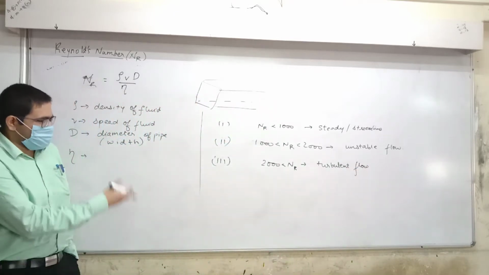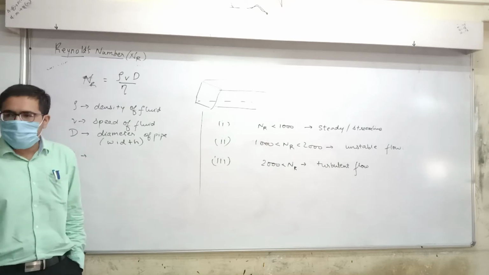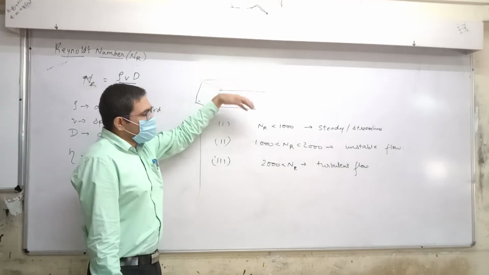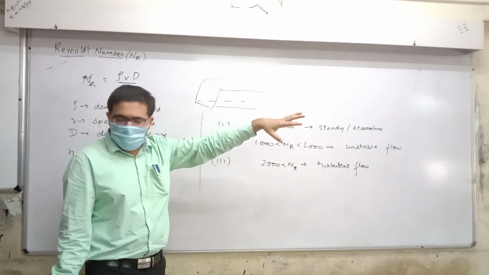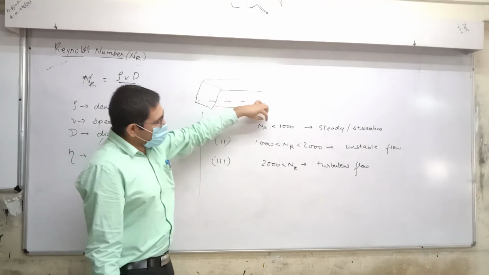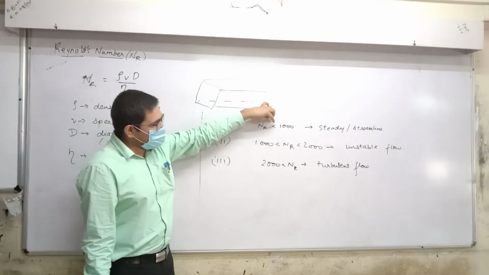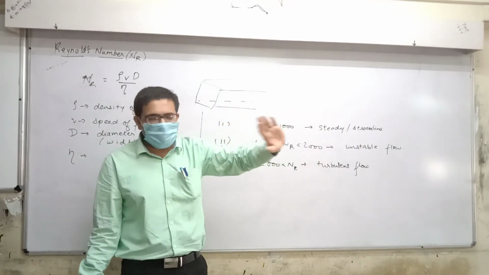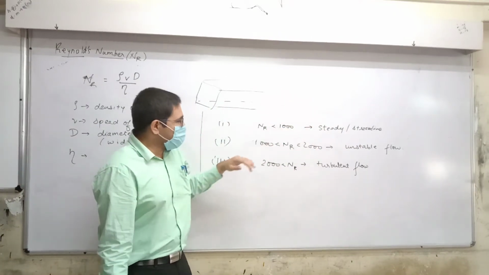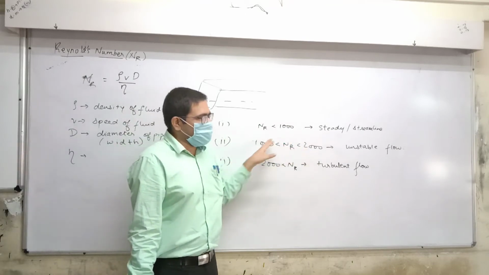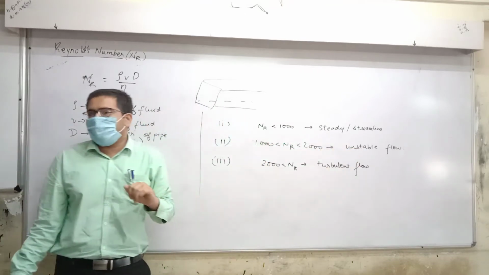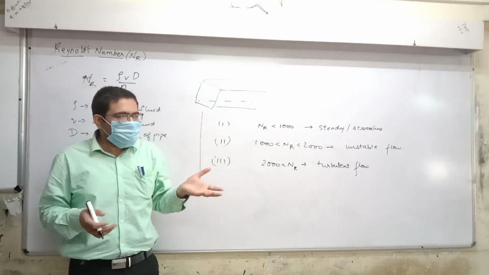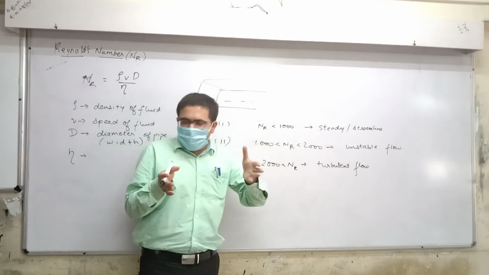Now let's go through the meaning of each of these step by step. And then I'll also tell you why we have something like this. A qualitative discussion. N_R less than 1000 indicates streamline. We already know what streamline is, so I'm not going to explain it. For the second case, when N_R is between 1000 and 2000, you have unstable flow. Unstable means sometimes this, sometimes that. So this is like a middle ground.